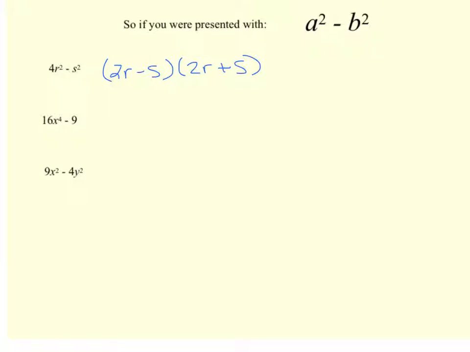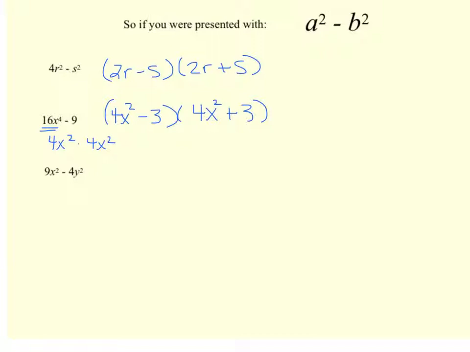16x to the fourth is a perfect square, and 9 is a perfect square. So that would be 4x squared minus 3 times 4x squared plus 3, because the square root of 16x to the fourth is 4x squared. Those are the two things that I had to multiply together to get 16x to the fourth.